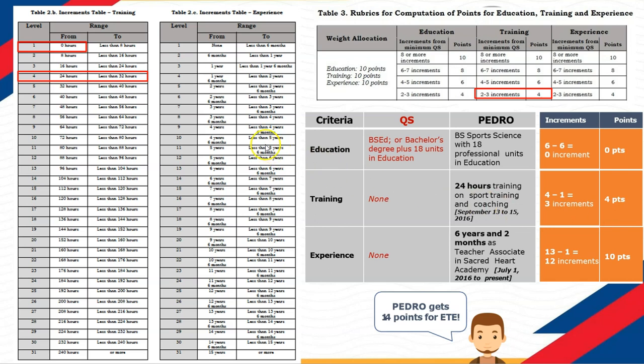For experience, required is none also, but Pedro had 6 years and 2 months as teacher associate. That would be level 13 or less than 6 years and 6 months. 13 minus 1 would give him 12 increments. In the rubric, 8 or more increments is 10 points. So 0 points for education, 4 points for training, and 10 points for experience. Pedro gets 14 points for APE.